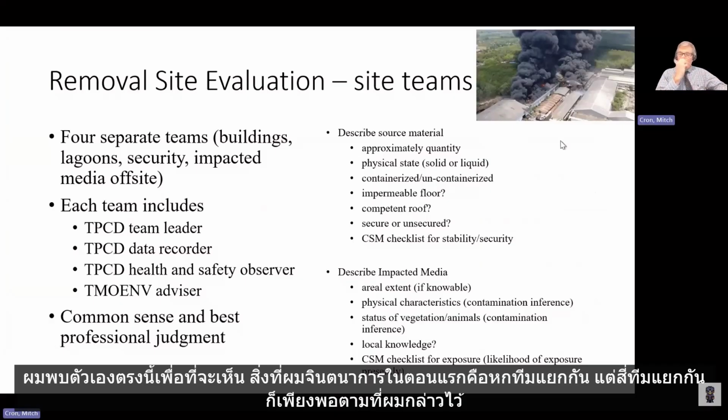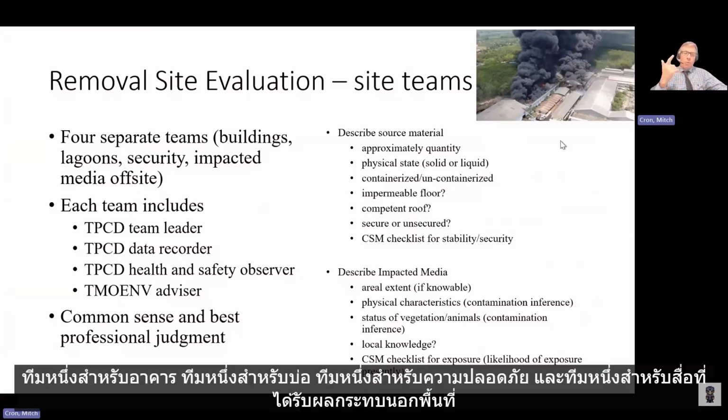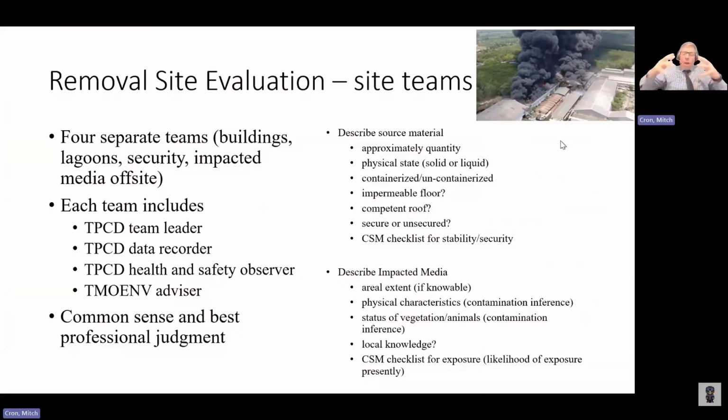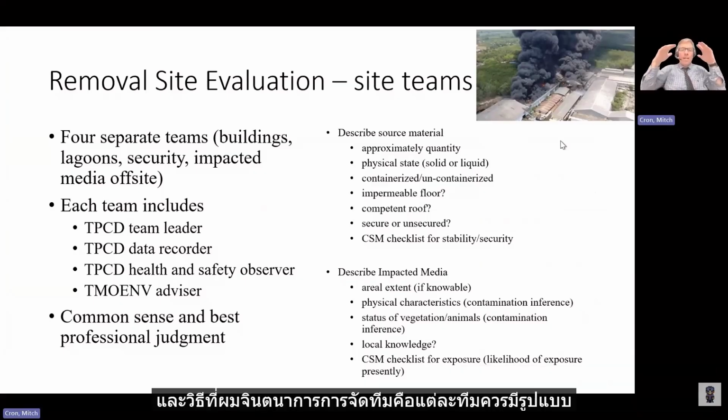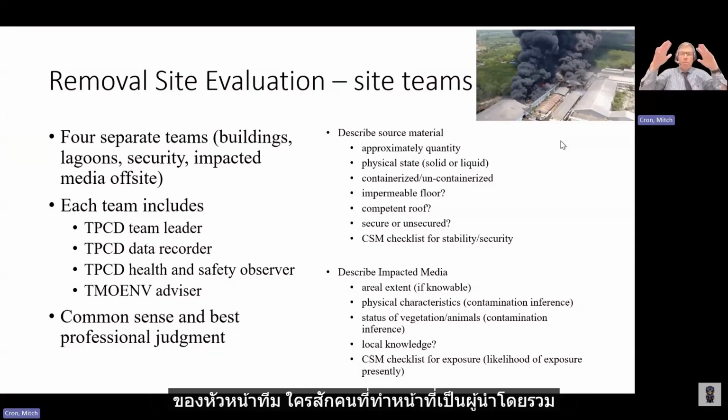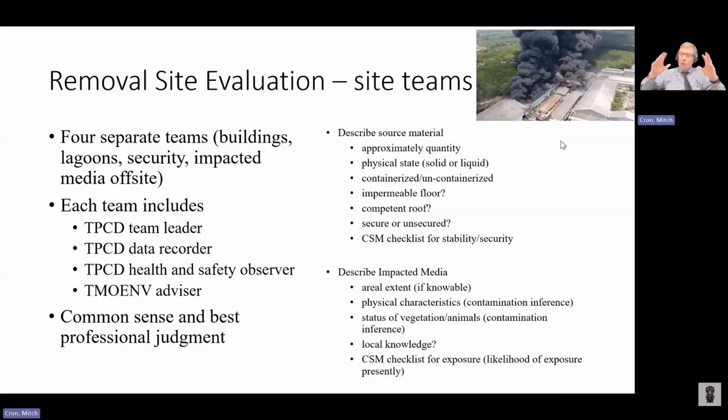What I'd imagine originally was 6 separate teams, but 4 separate teams will be adequate, as I've mentioned. 1 for buildings, 1 for lagoons, 1 for security, and 1 for impacted media off-site. And the way I imagine the teams being organized is each team should have some form of a team leader, someone to act as an overall leader for each investigative team. Each team should have a data recorder, someone whose role is to record the data that the team collects while inspecting their part of the site.